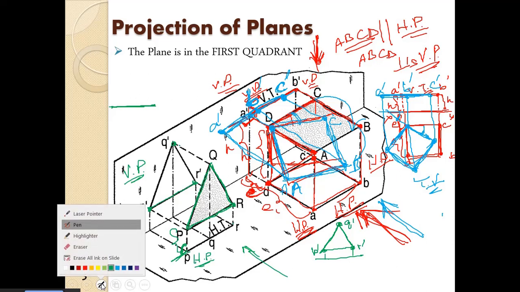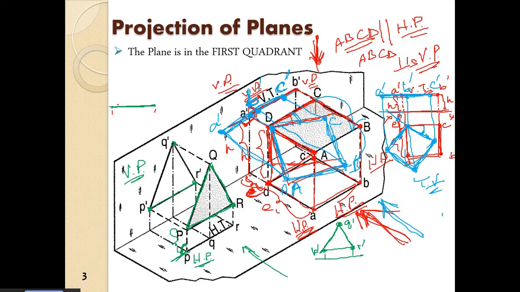Then what you do? You take this as radius and make one arc, and similarly now this as center, you make one arc. Again this as radius, and this as center, you make one arc, and you join the points. So that is the triangular plane being projected on the vertical plane directly, and the horizontal trace.